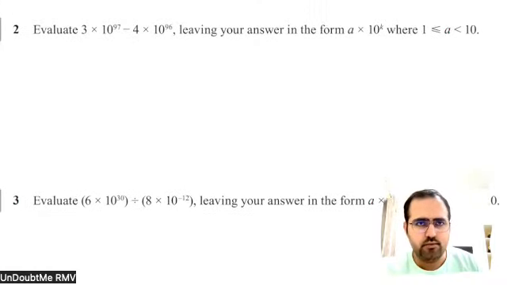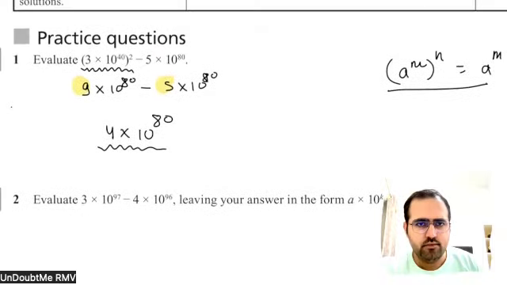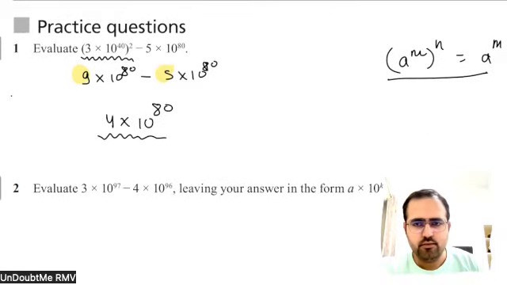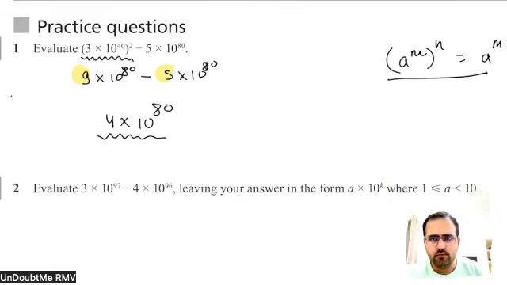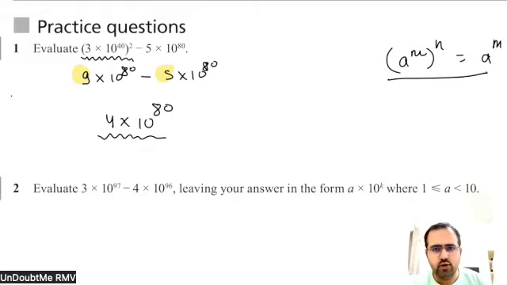So could you go back to the first question again? Do you have any doubt in that question? Yes, can we write it like 9 times 10 raised to 80? Is that correct? Yeah.